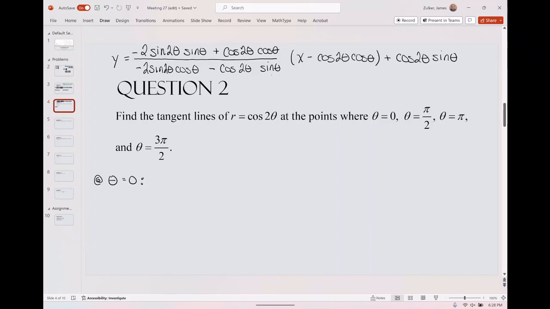X is cosine of 2 theta times cosine of theta, right? And at 0, we said that was what? 1. X equals 1 is your tangent line.